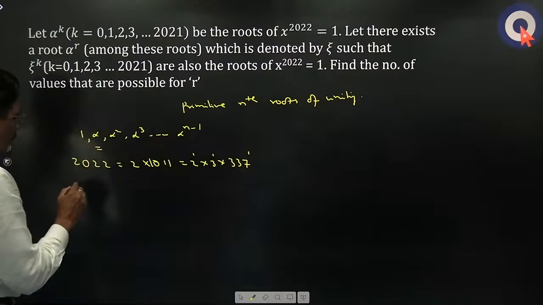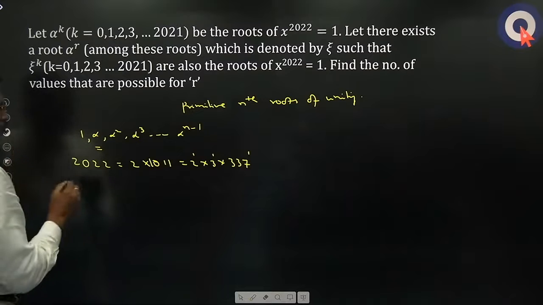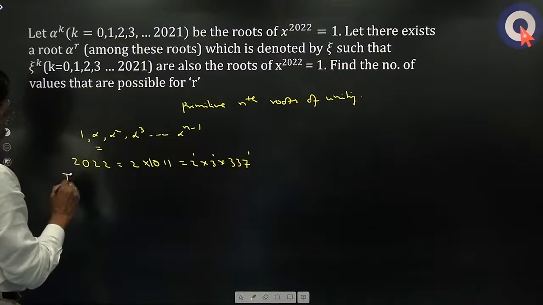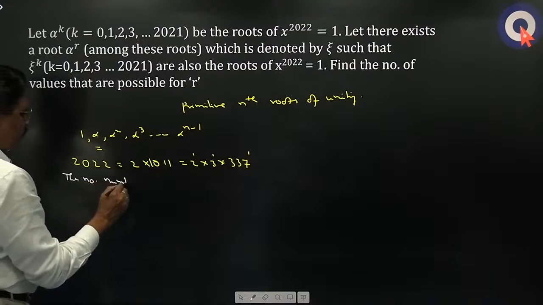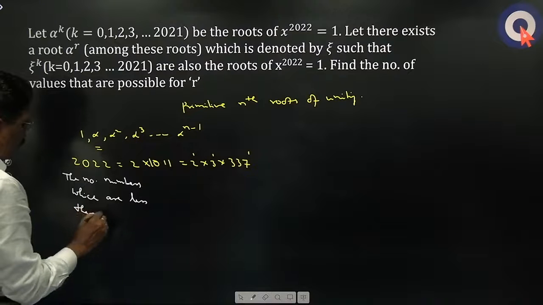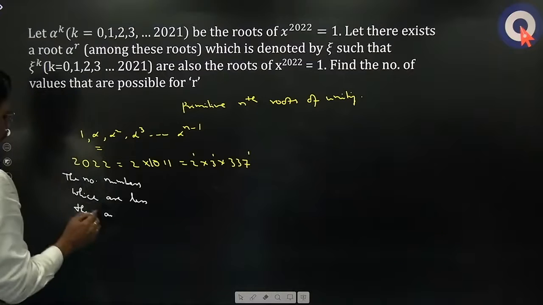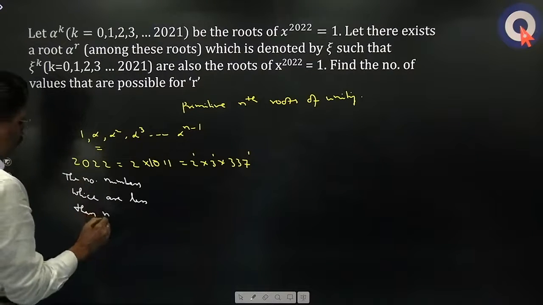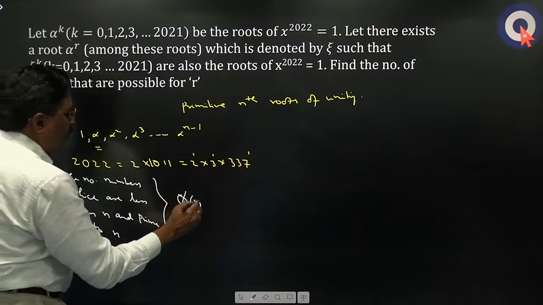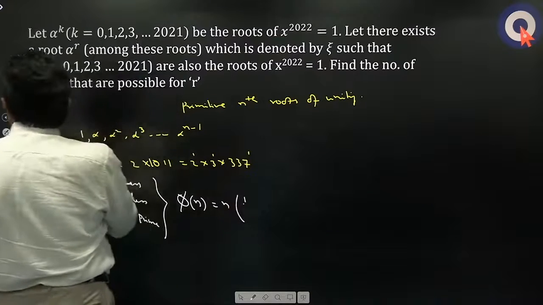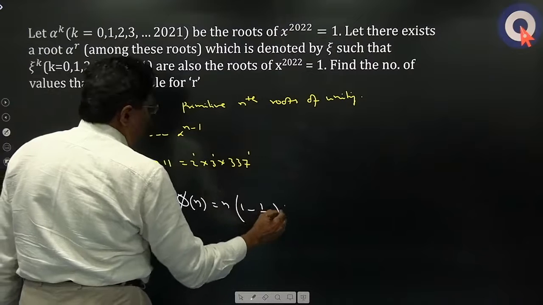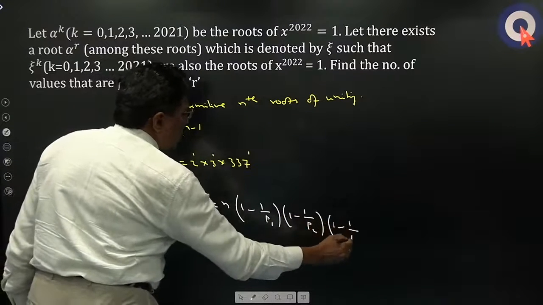So then the number of numbers which are less than n and prime to n, you know this, it is phi n is equal to n into 1 minus 1 by p1 into 1 minus 1 by p2 into 1 minus 1 by p3 and so on.